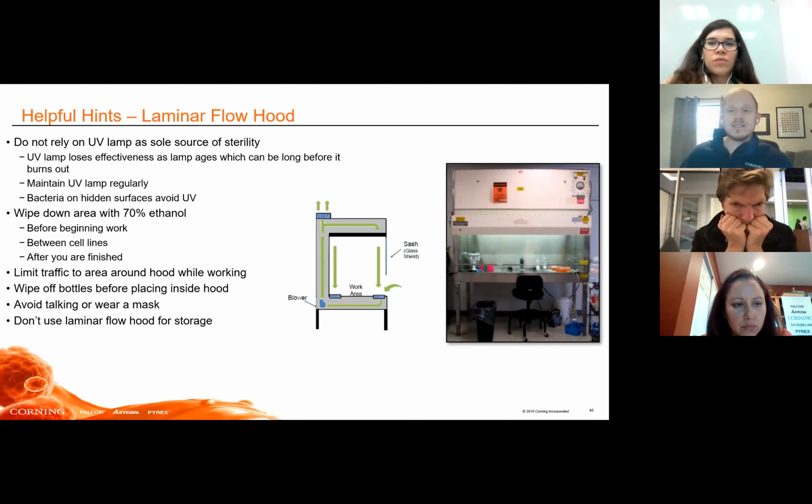The last thing I'll say here is that the laminar flow hood maintains sterility, but only if you use it properly. In many of these hoods, there's flow or cycling of air through a HEPA filter. And if you block any of the air vents, or you block the ability of the air to flow over your work area, you're limiting the potential of the hood to maintain sterility of your working environment.